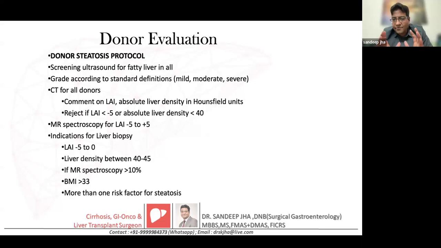So it is with utmost intensity that we evaluate the quality of the donor liver, and if we have any doubts, we just reject the donor. So to confirm the quality of the liver, we have to do a liver biopsy sometimes. Not in all cases, but in a few cases we have to do a liver biopsy to ascertain the quality of the donor liver.